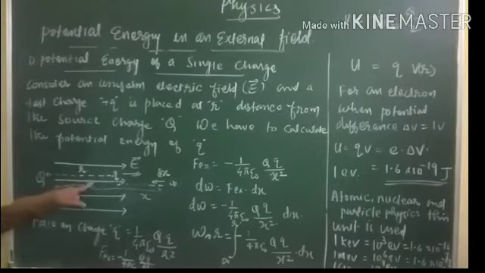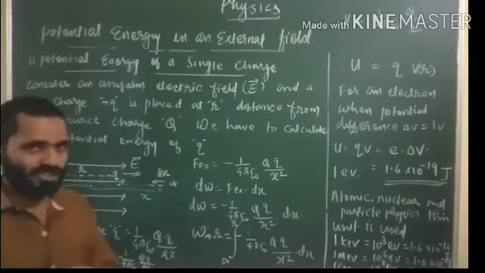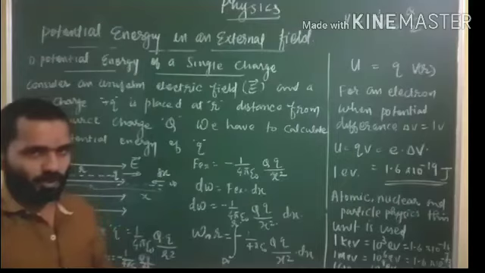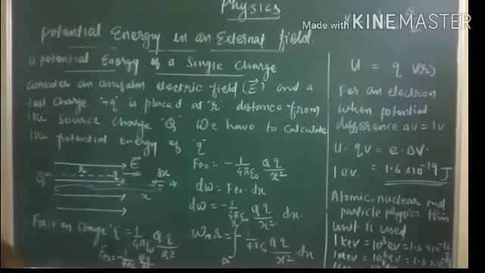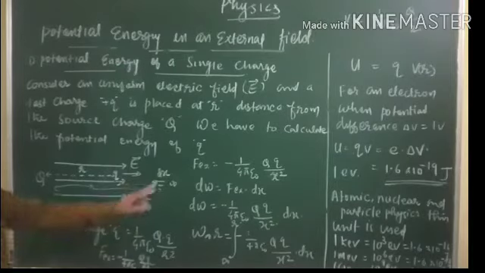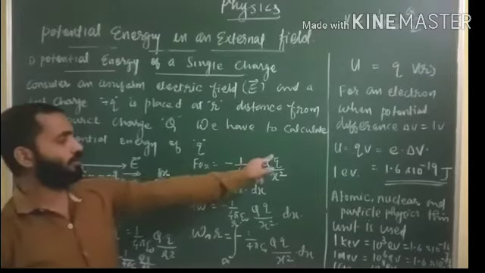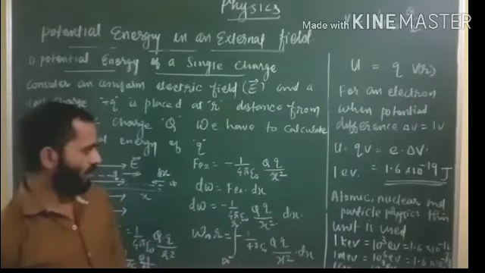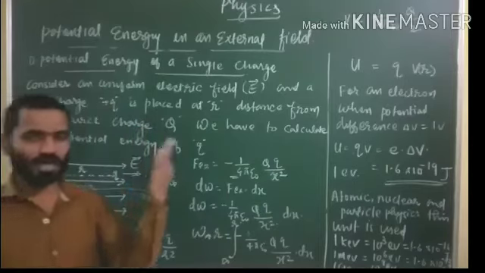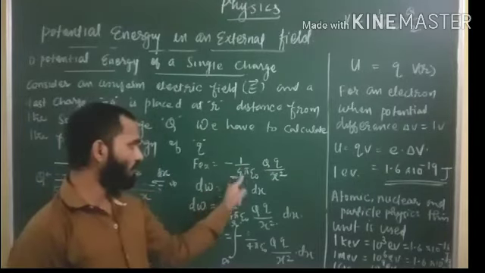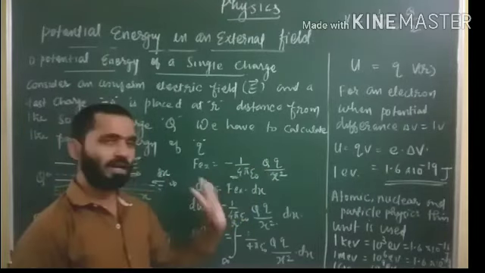We have to calculate the potential energy of this charge. If you want to calculate the potential energy, we have to calculate the work. Work means force into displacement, we want to multiply. So how much will be the F external? That will be minus of 1 by 4 pi epsilon naught q into q divided by x square. This is a very important relation, students. How much force we are applying? That is minus 1 by 4 pi epsilon naught q into q divided by x square.